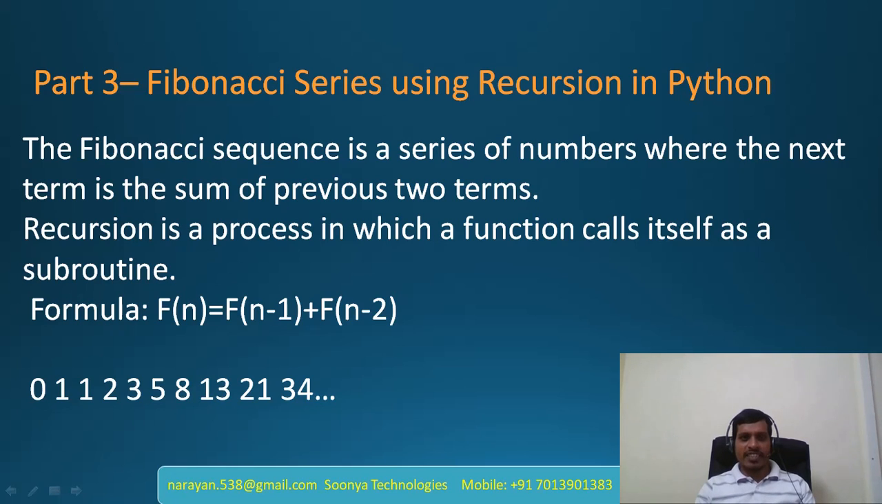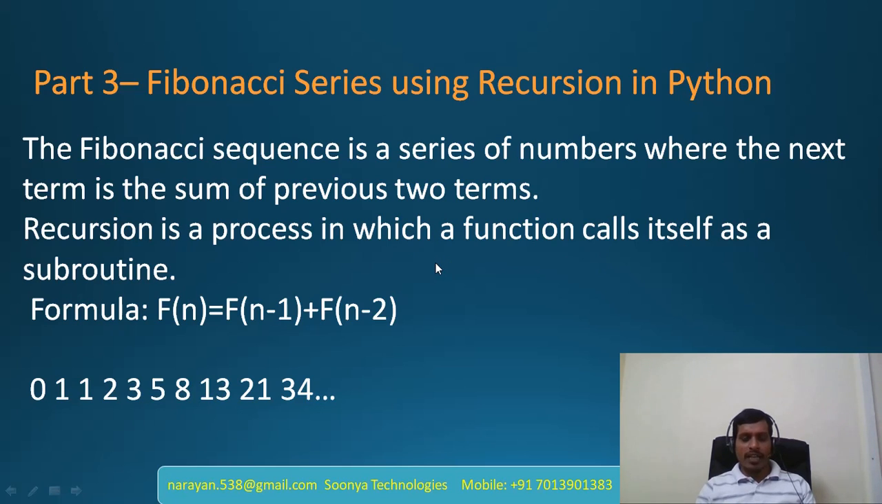What is Fibonacci series? Fibonacci sequence is a series of numbers where the next term is the sum of previous two terms. We will generate Fibonacci sequence using recursion. What is recursion? Recursion is a process in which a function calls itself as a subroutine.